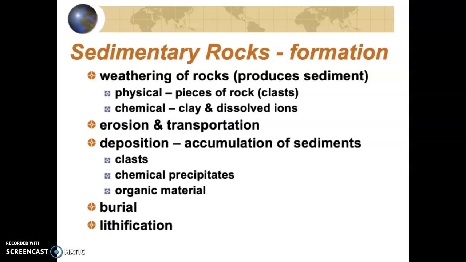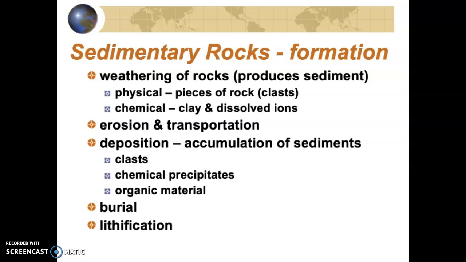If the rock chemically breaks down, we can get clay minerals, which is a whole set of silicate minerals. And we can also get material dissolved in the water, and so those would be the dissolved ions. Those materials are then moved away from the original location. They may go a short distance, they may go a long distance, but this process of erosion and transportation will then move that sediment to a new location.